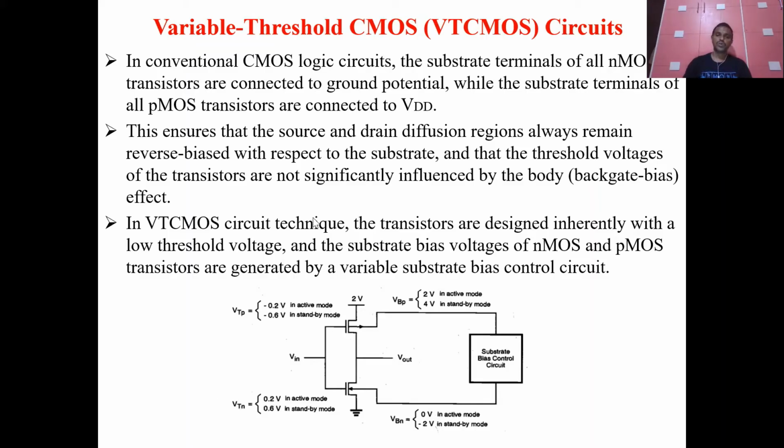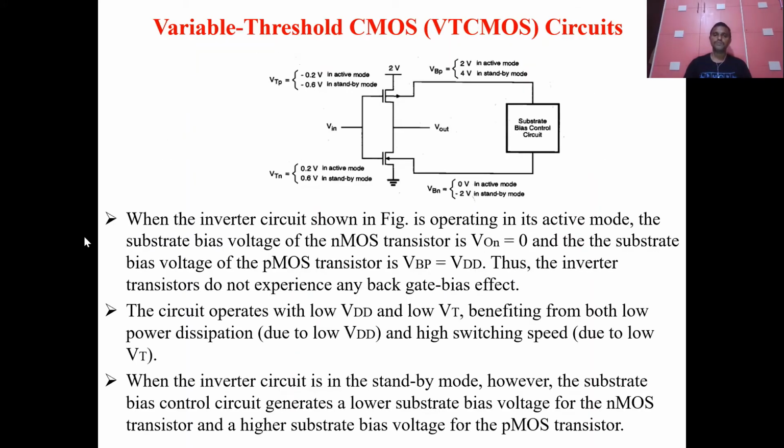In VT CMOS circuit techniques, the transistors are designed inherently with a low threshold voltage, and the substrate bias voltages of NMOS and PMOS transistors are generated by a variable substrate bias control circuit. Okay, so let us see the operation of this circuit. When the inverter circuit shown in the figure is operating in its active mode, the substrate bias voltage of the NMOS transistor is V on equal to 0. Why do we call this active mode? Whenever this transistor is on, it is going with a higher voltage, that is from 0 to logic 1.